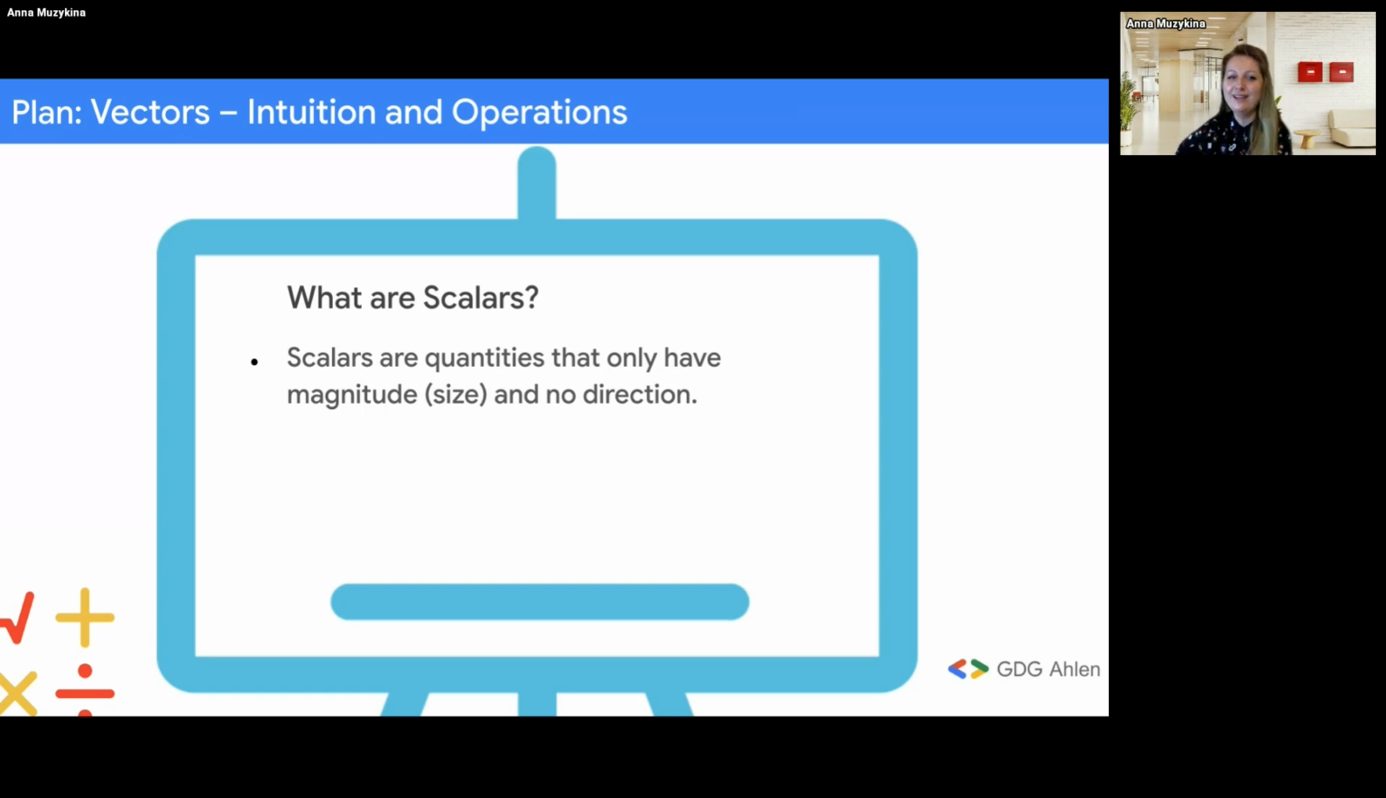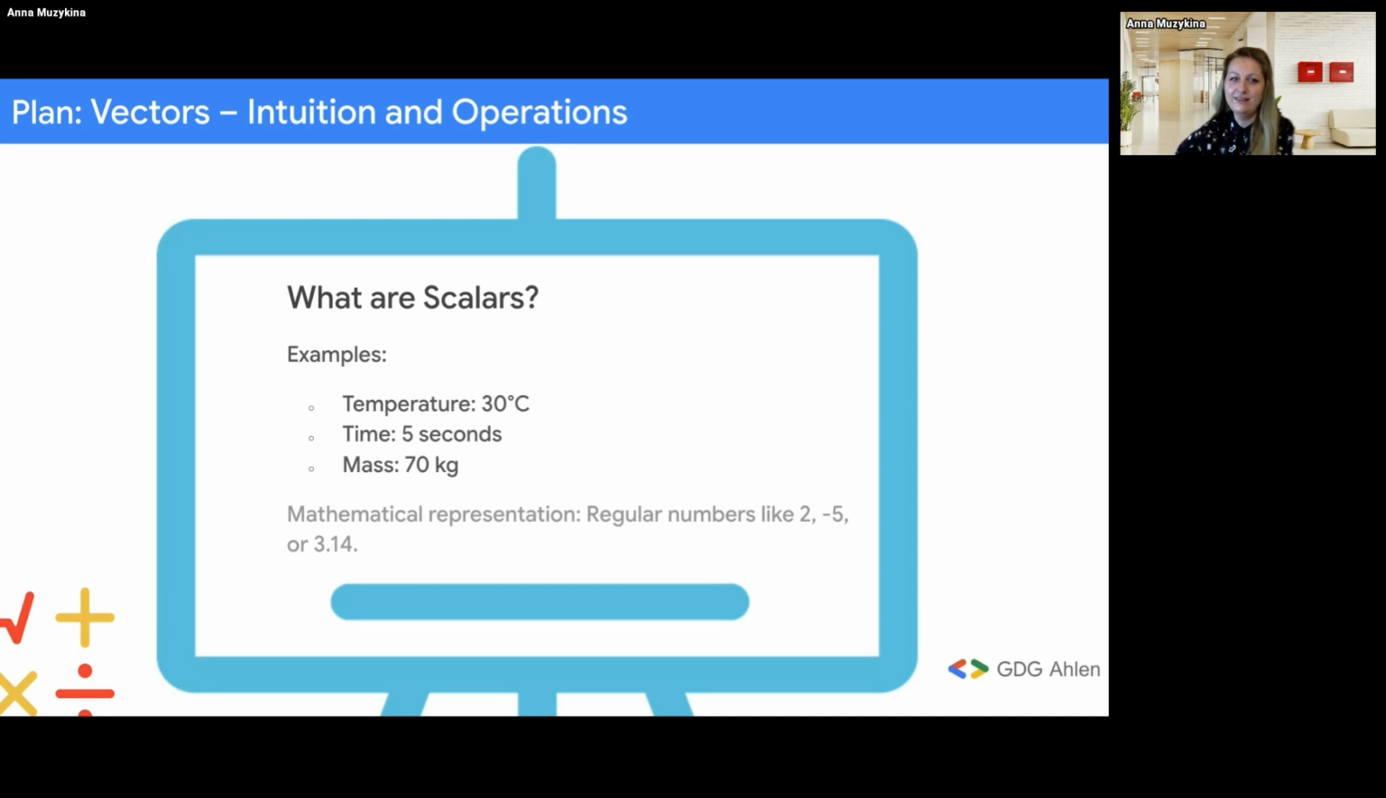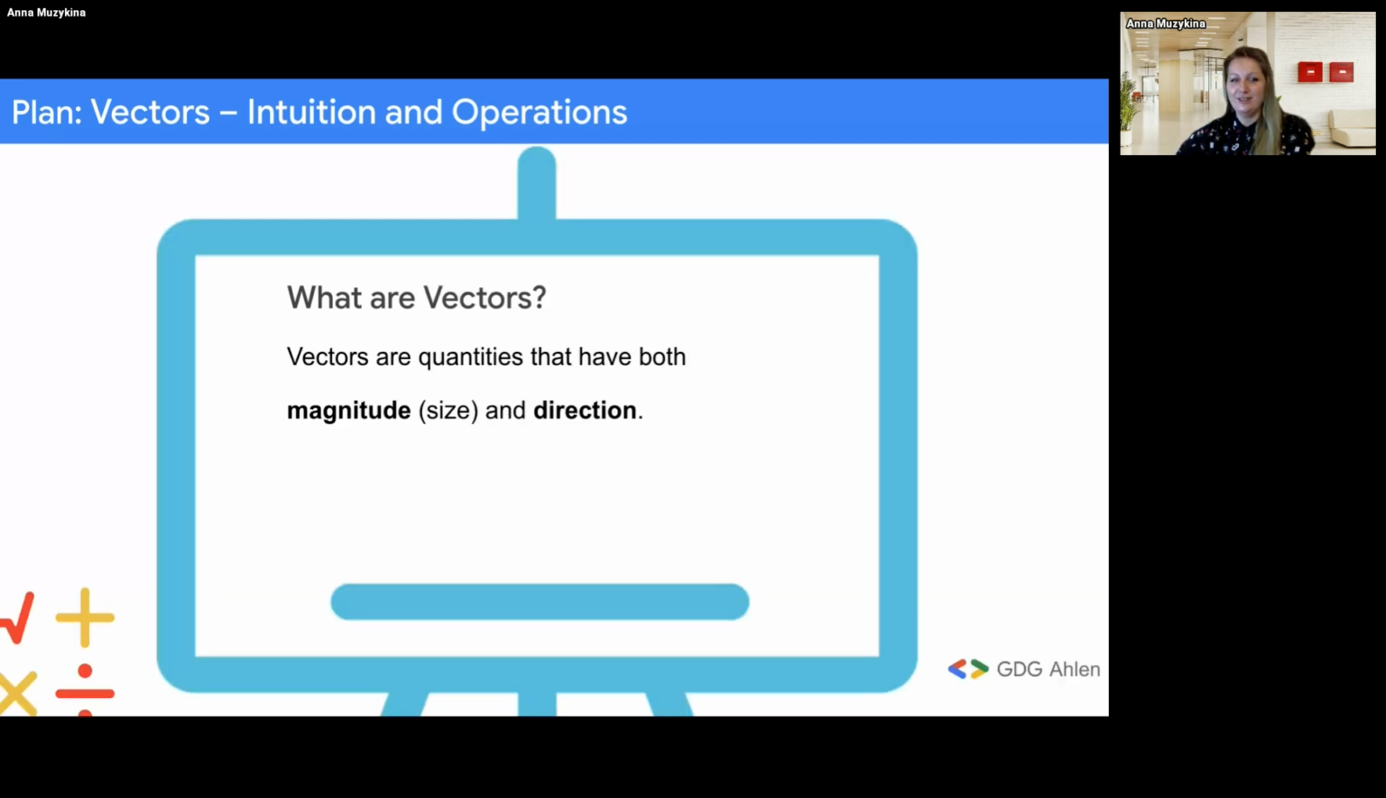We can visualize a scalar on a number line where each point represents a specific value. Scalars are the simplest type of quantity in mathematics. They are just numbers that define how much of something exists, but they don't indicate any particular direction. Think of it like measuring the weight of an object. For example, 70 kilograms is just a number with no direction associated with it.